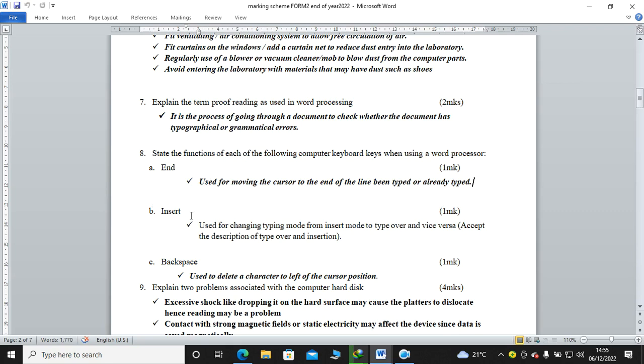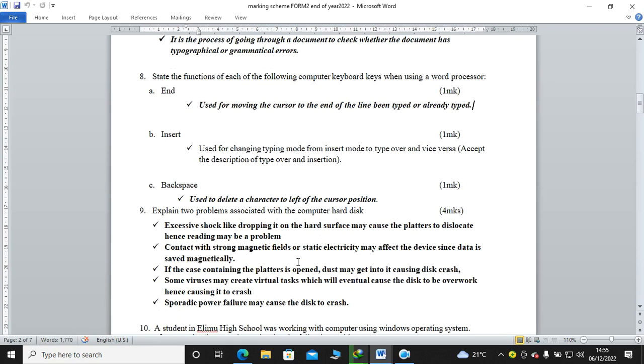Then you have insert. We have two types of modes, type over mode or insert mode. You can read more on that in your first topic, word processing. Type over mode means that you are overwriting, whereas in insert mode, the typed text goes where the cursor is. That is the insert mode.